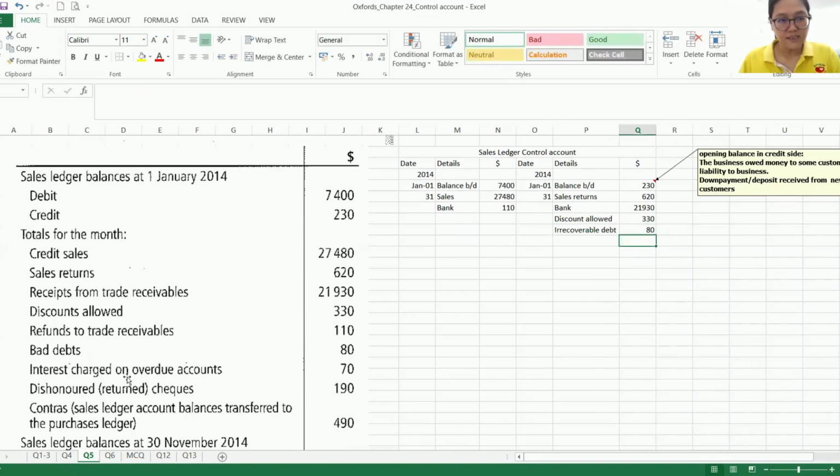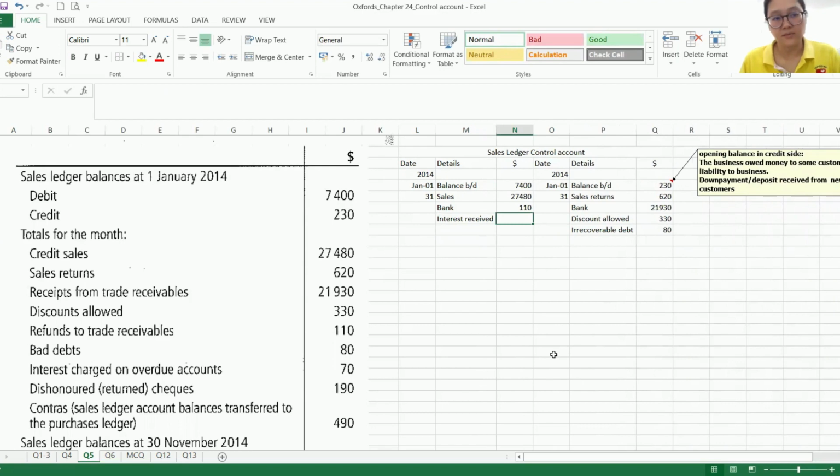Okay, interest charge on overdue account. I mean, we charge customer. Charge customer is that customer is going to owe more money. So debit side. So interest, because we charge them, we receive the interest. Business receive the interest. We call interest received 70.